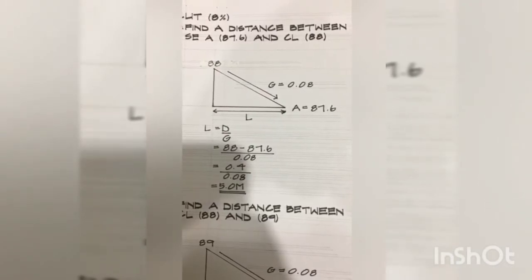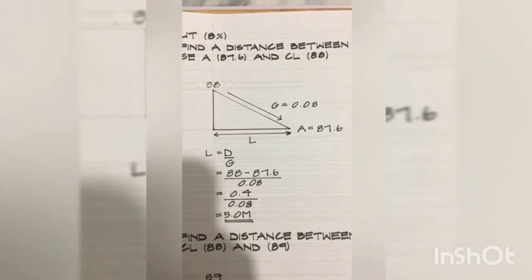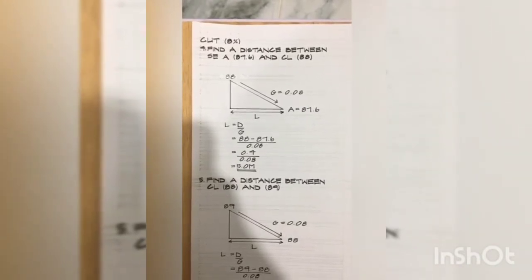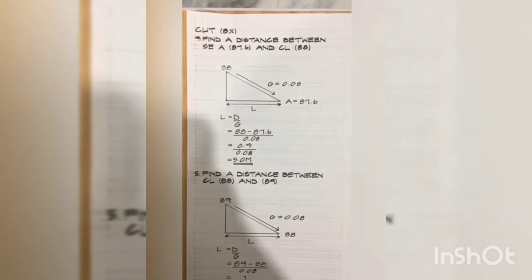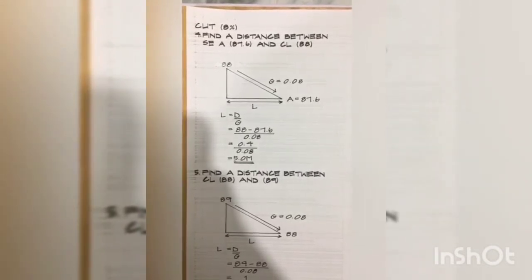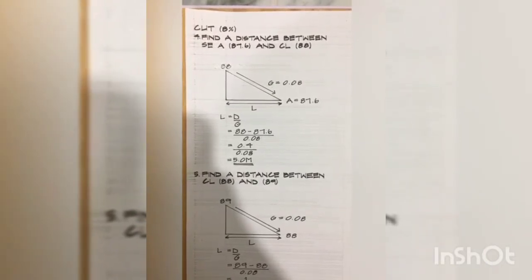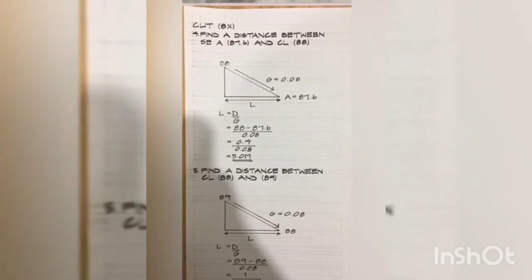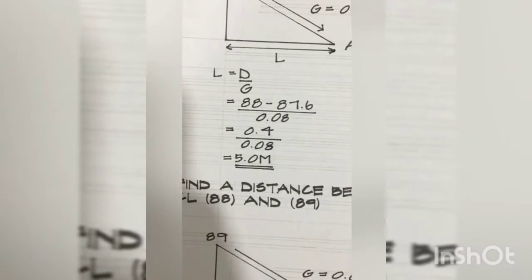Then we have to make sure the position of the contour line, spot elevation A, and gradient are in the correct position. To find a distance between spot elevation and the nearest contour line on the cut, we still have to use the same formula, where difference in elevation is divided by gradient, but we have to change the value of the gradient, and then we will get the answer, which is 5.0 meters.